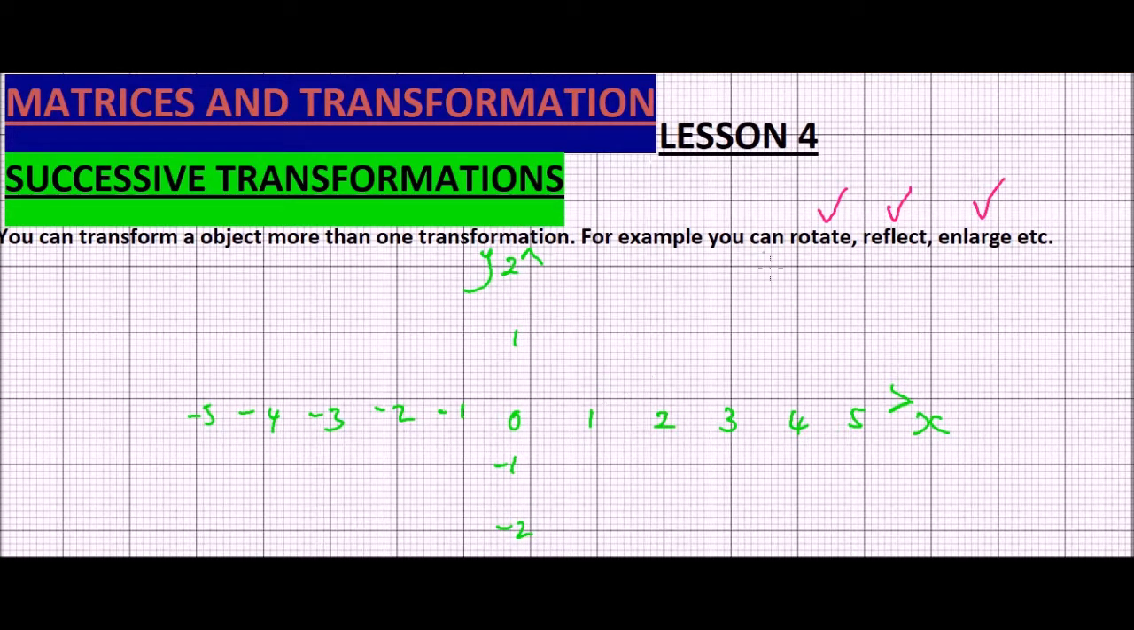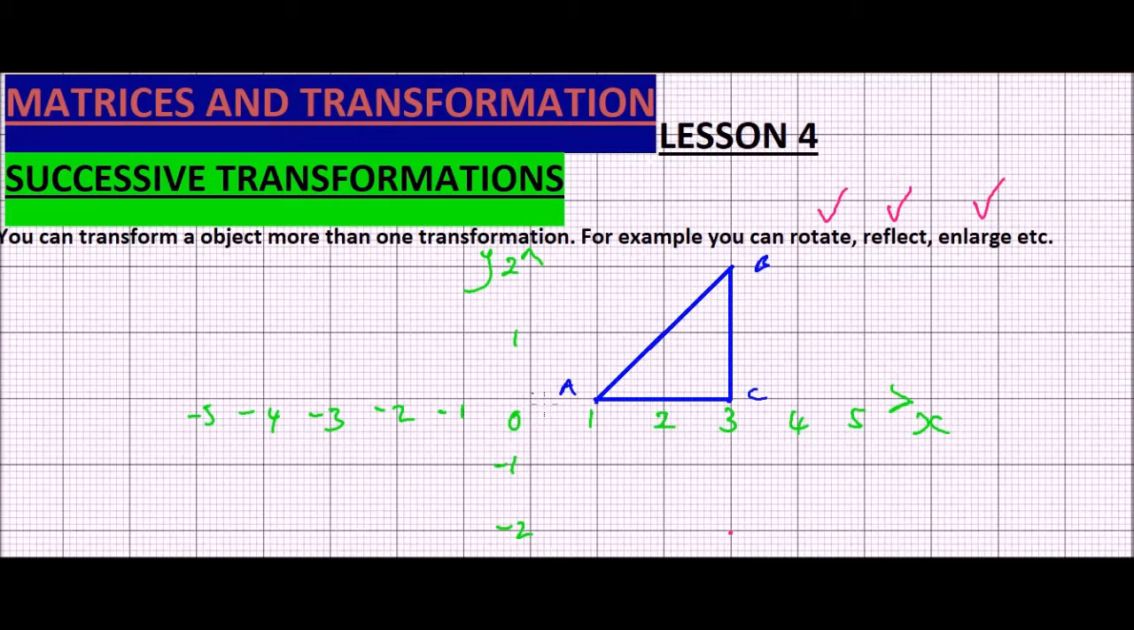So we can make our triangle. Let's say our triangle starts from 1, comes to 3, 2, and then we have, so let's say this is our A, this is our B, and this is our C. We are going to join these 3 points to come up with a triangle. So this is our triangle ABC.